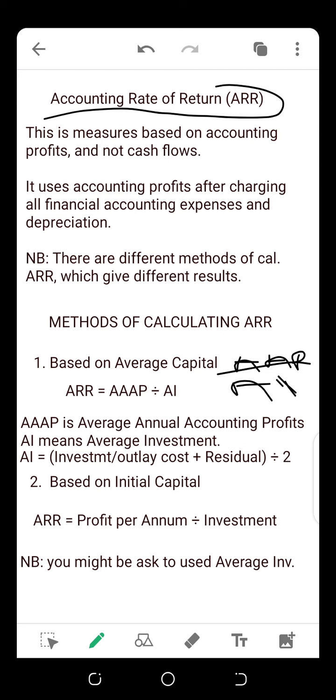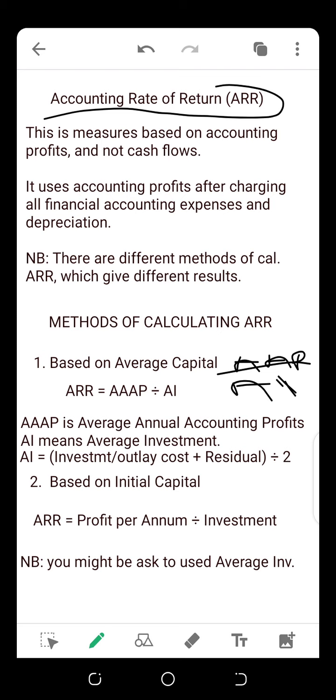If you are calculating based on average, it will be average annual profit divided by average investment. This is based on average. And don't forget that average of anything is always divided by what? By 2. So average investment is the initial outlay plus the residual, which gives you the total investment. So the formula is total investment divided by 2.